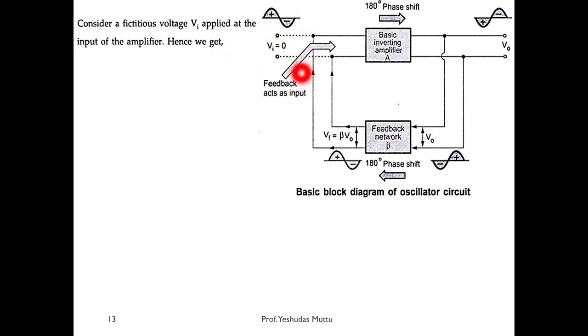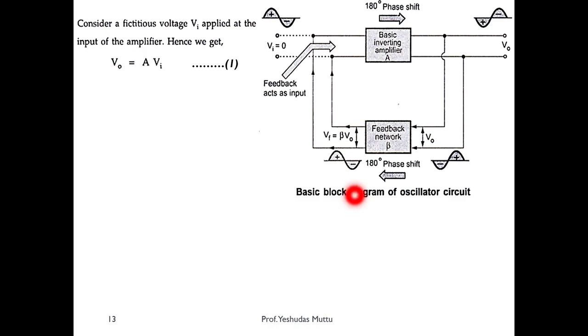So Vi, we consider an input which is applied over here. What will be the output? It will be A times input. So V0 is equal to A Vi. Let me call it equation 1. Please go with the flow as of now. Later on you will understand why I have considered an input even though the input is not existing. Fine.